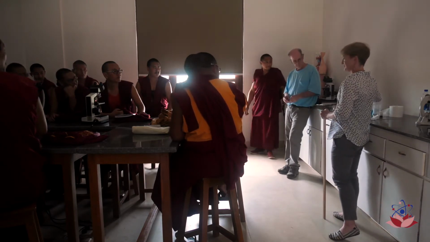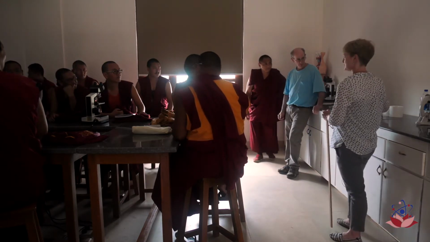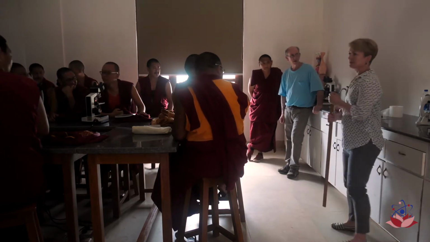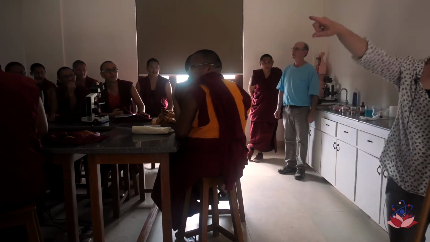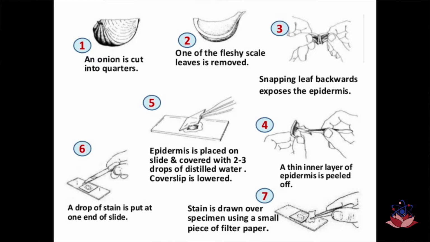And then we have the dyes here as well. I do have an image. Do you want to just pop to the next? These are basic instructions for making the onion slide.